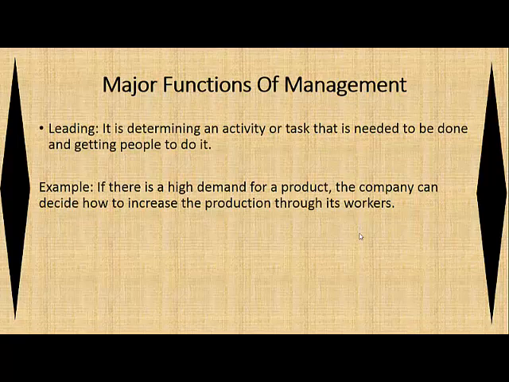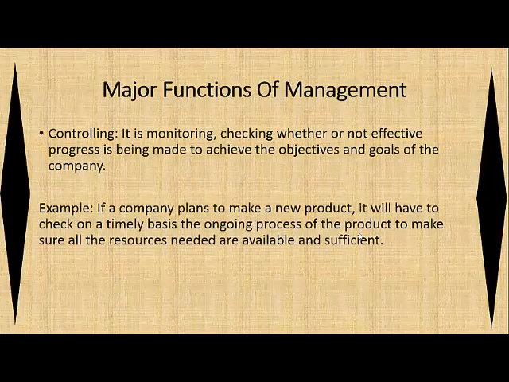So the other one is controlling. Controlling is about monitoring or checking whether there is effective progress, or good progress, to achieve the objectives or the goals of the company. So controlling or monitoring is like the manager checking or verifying, to make sure that the activities being done are aiming at achieving the goals and objectives of the company. Let's give an example here.